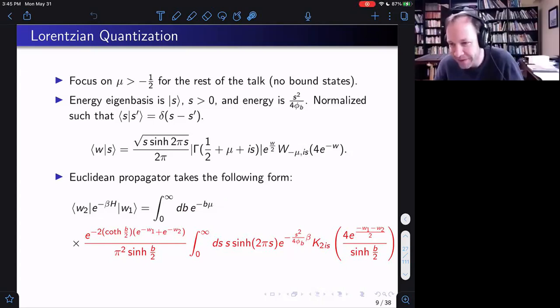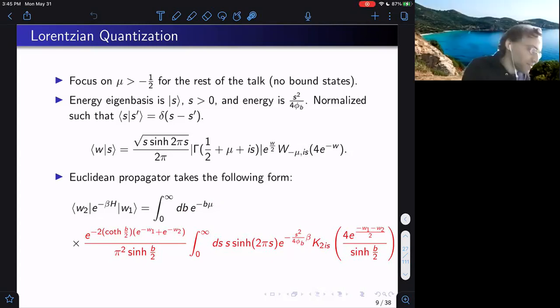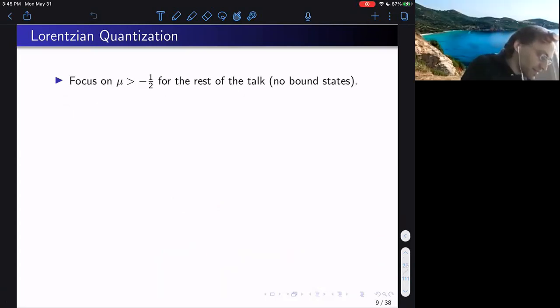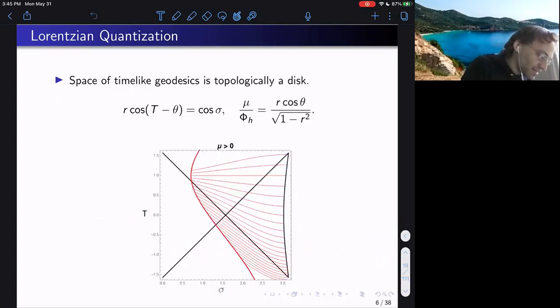I'm sorry, I've forgotten what the variable little w represents. Oh, sure, no problem. So basically, W represents, say, the length of any of these geodesics here. Okay. So it's just the length of the Cauchy slice.